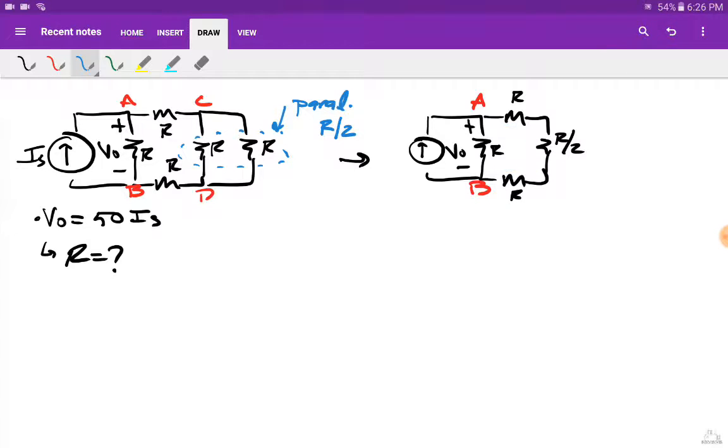So what I have is that these 3 resistors, R, R, and R over 2, are in series. Okay, so my equivalent is going to be R plus R plus R over 2. That's 2R over 2, 2R over 2, and R over 2. That's going to be 5R over 2.